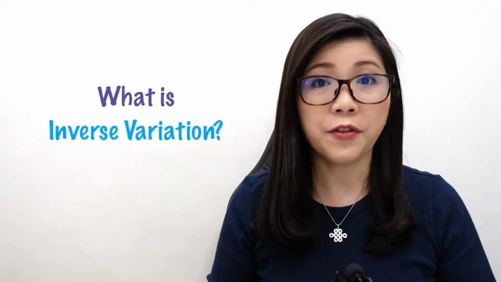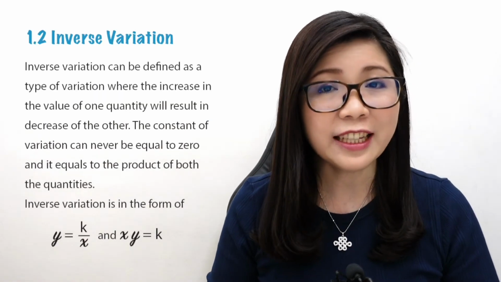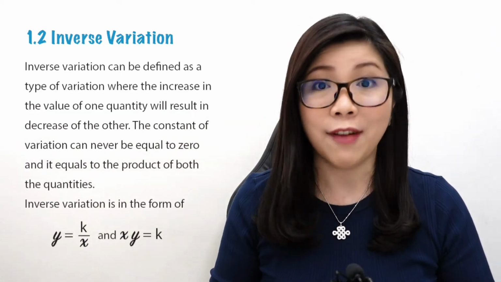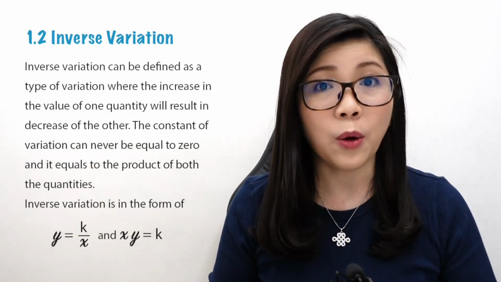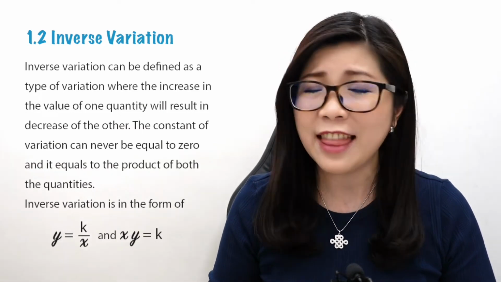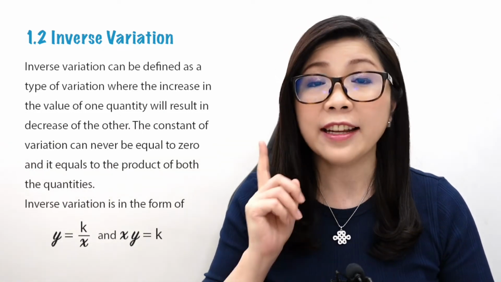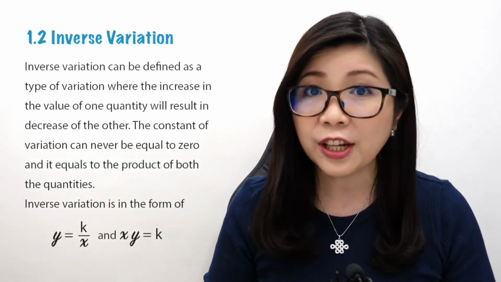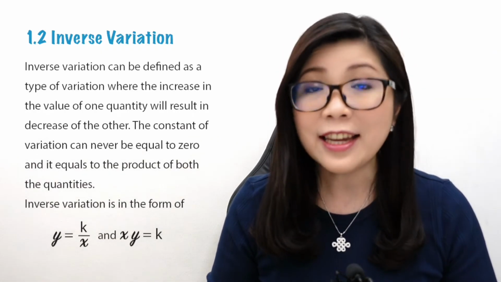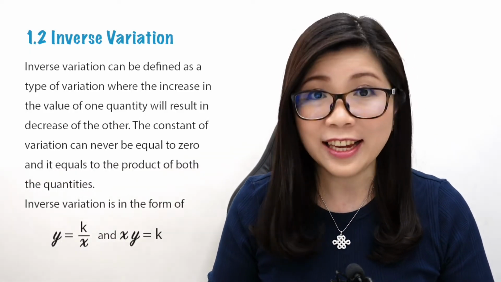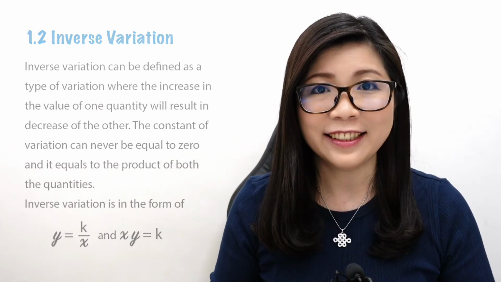What is inverse variation? Inverse variation can be defined as a type of variation where the increase in the value of one quantity will result in decrease of the other. The constant of variation can never be equal to 0, and it equals to the product of both the quantities. Inverse variation is in the form of y is equals to k over x, and xy is equals to k.